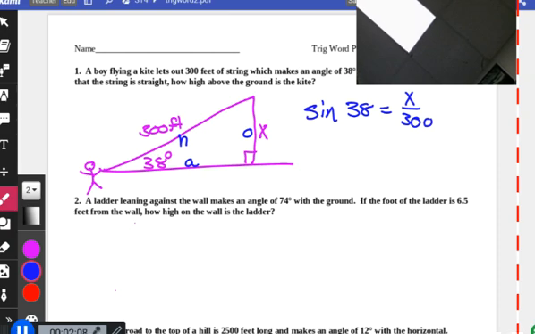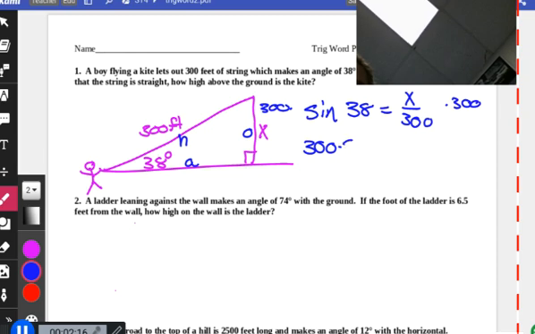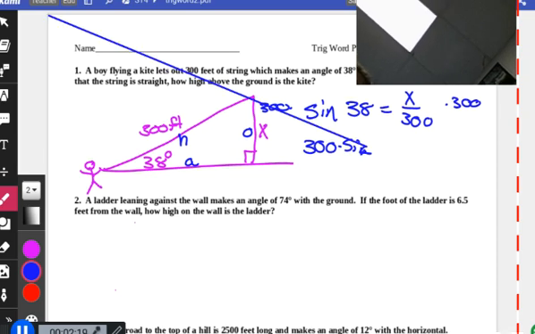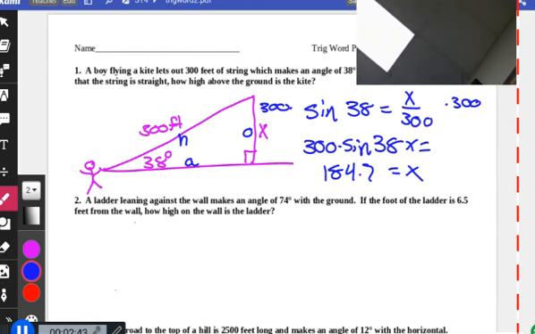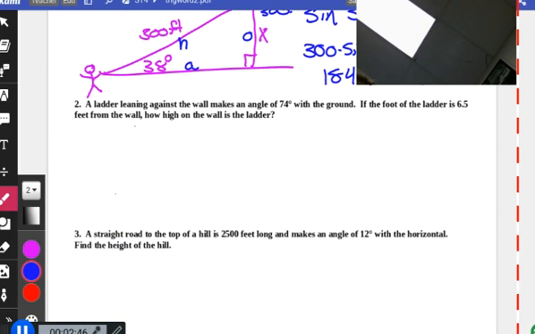For this one, you're going to multiply both sides by 300. So you'll type in 300 times the sine of 38. 300 times sine of 38 is 184.7. So that makes sense in the problem: 184 feet in the air with 300 feet of string. That works. Okay, let's take a look at number 2.